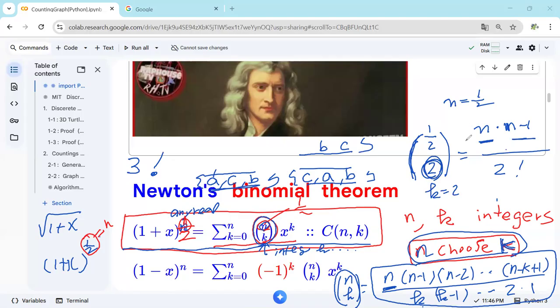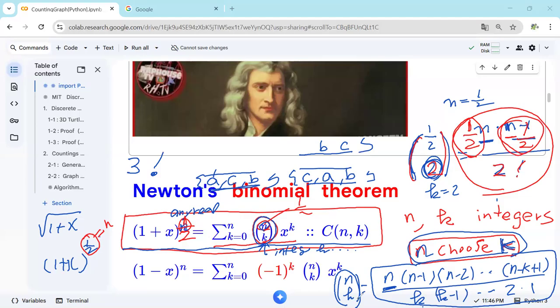This is 1 half, and 1 half minus 1 is minus 1 half. Okay, minus 1 half, and this is 2 factorial. So using this definition, 1 over 2 choose 2 is this value. Okay, Newton found out this great fact.